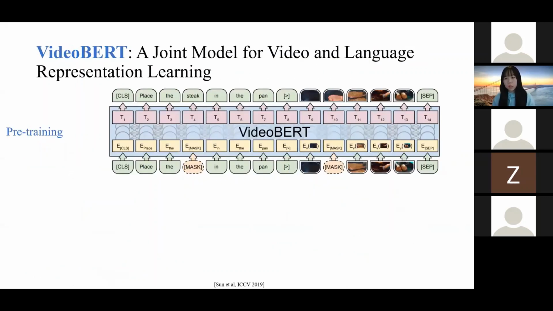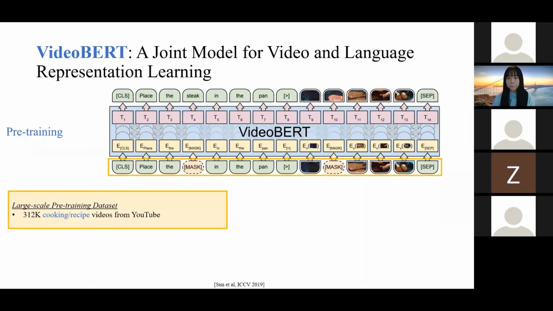A concurrent work to HowTo100M is VideoBERT, which is the first work to use a transformer-based architecture on video plus language pre-training. Unlike HowTo100M, VideoBERT encourages interactions between video frames and subtitles at an earlier stage. They collected more than 300,000 cooking videos from YouTube as their pre-training data.